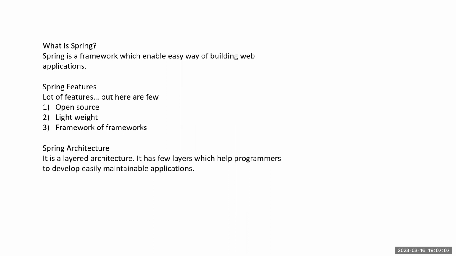Why is Spring famous, what kind of features it has, and how those features can help us in writing many programming techniques, and how it can be utilized to develop web applications and all. We are going to see them. So first, what is Spring? Spring is a framework which enables an easy way of building web applications.